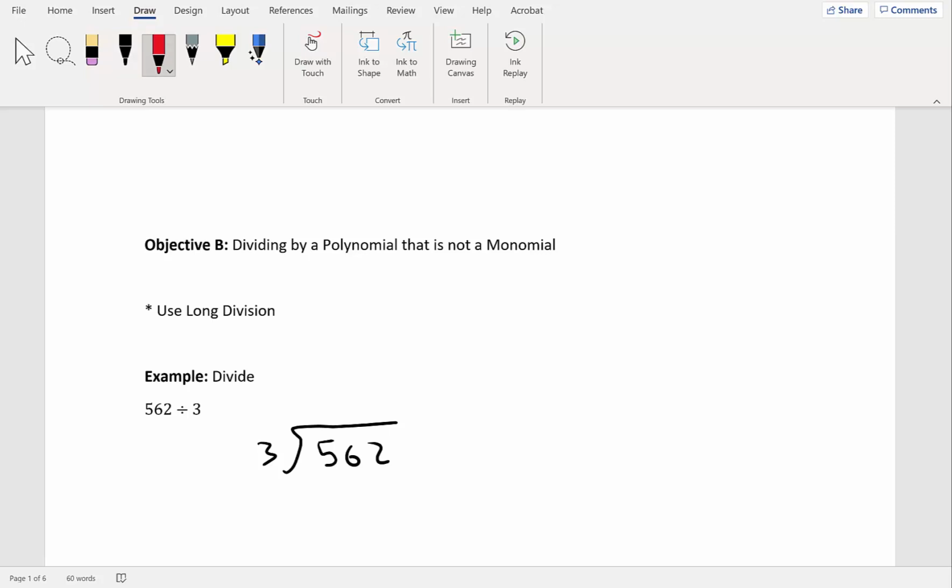So first you would want to check, okay, how many times does 3 go into 5? But now instead of asking you that question, I'm going to ask you a different one to help us with the next problems that we're going to go over. What can we multiply 3 by to get as close as we can to 5 without going over? Okay. So in this case it would be 1.